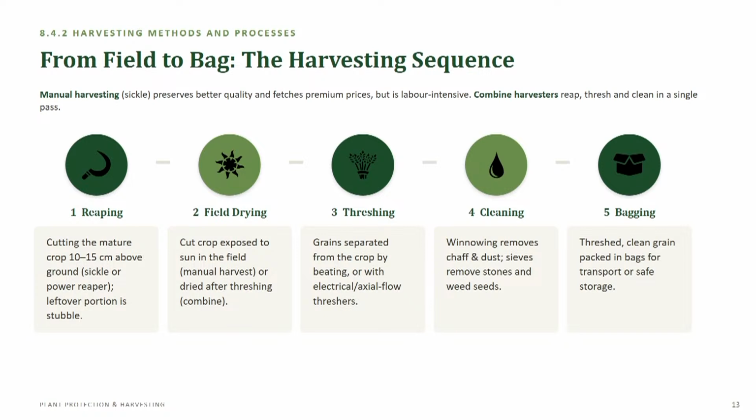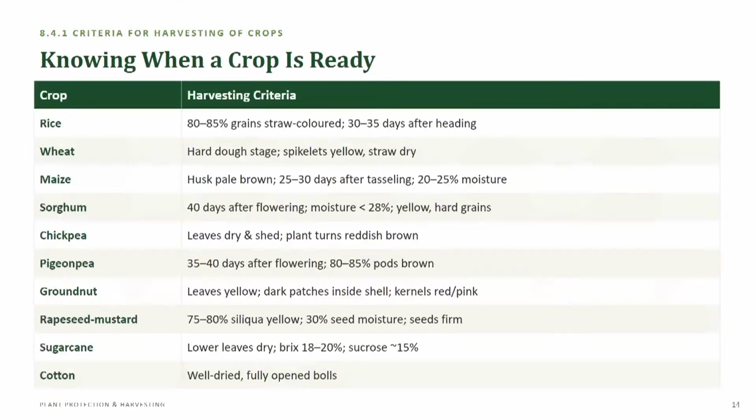Now, next comes cleaning. In this cleaning process, the chaffy grain or husks are removed, and the grain can be sieved to remove stones, soil particles or any other type of weed seed. And the final stage is bagging. After the cleaning stage, the crop is ready to be marketed, and at this stage the crops are packed in a bag or a packet so that they can be transported easily to the nearest market.